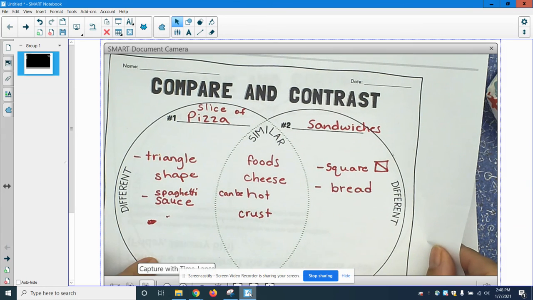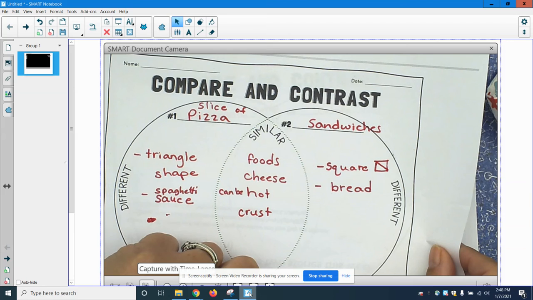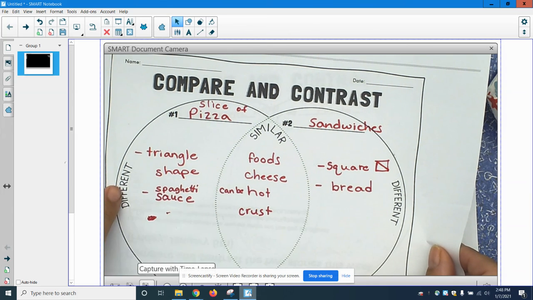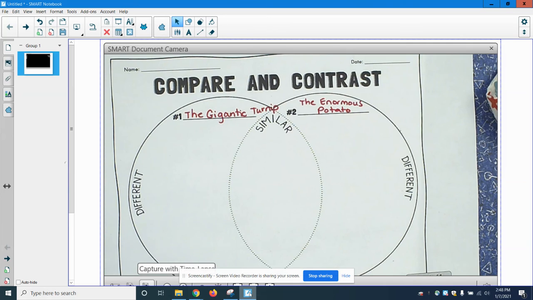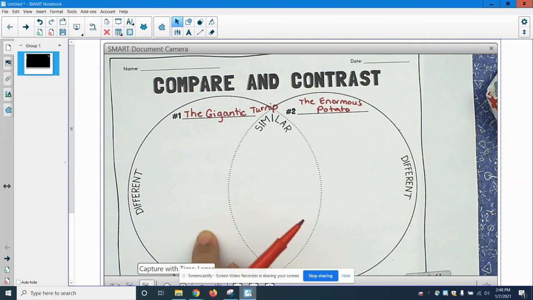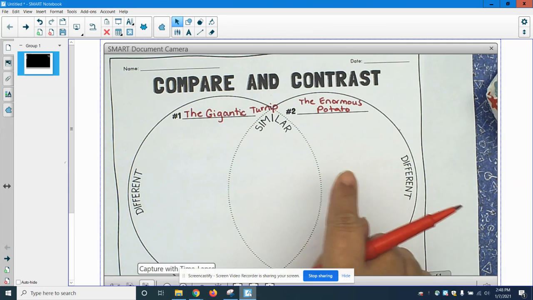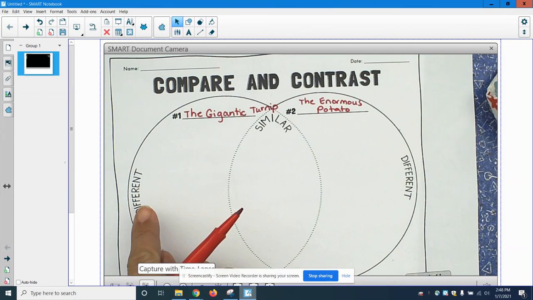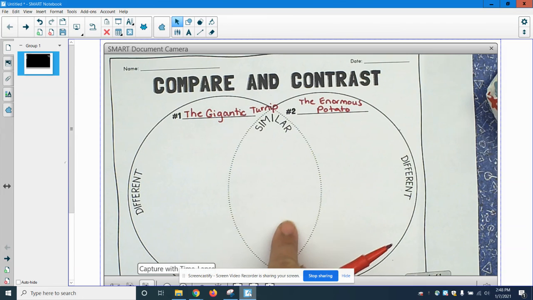Something that's different, something that's different. How is a pizza different from a sandwich? How is a sandwich different from a pizza? And how are they the same? How is the gigantic turnip story different from the enormous potato? And how was the enormous potato book different from the gigantic turnip? And how are they the same?